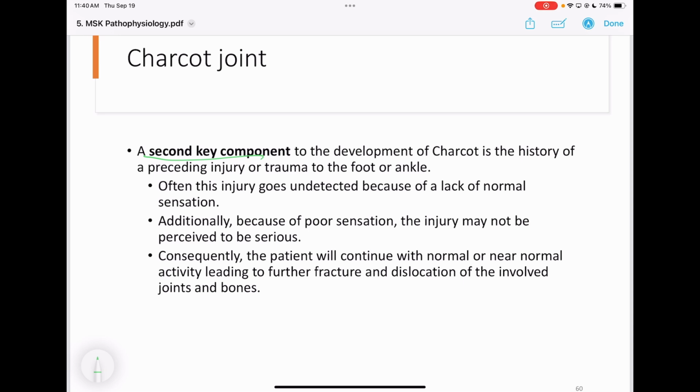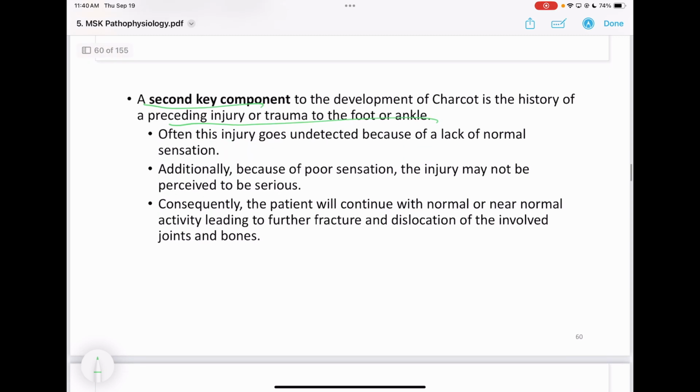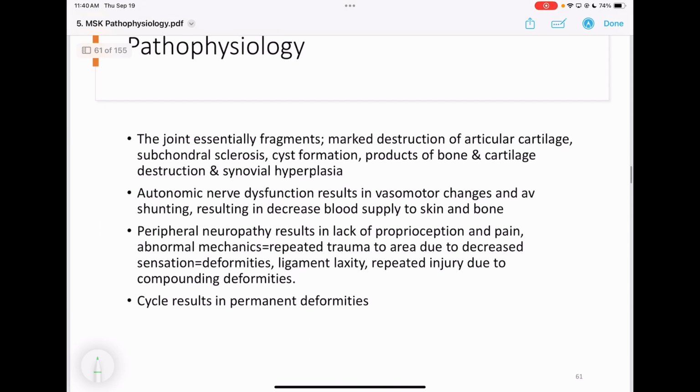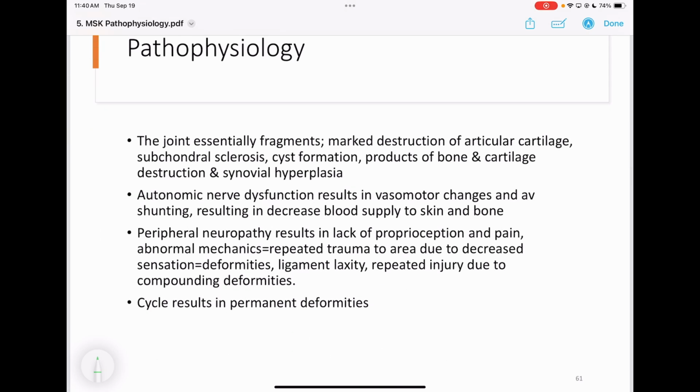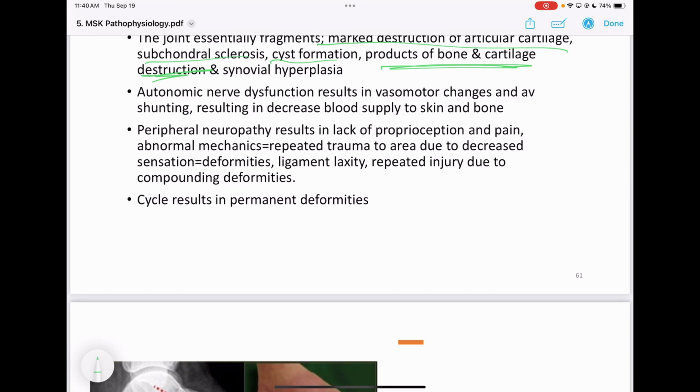The second thing is preceding injury or trauma to the joint. Obviously it goes unnoticed because of lack of normal sensation. They don't know that they're feeling these issues. So with poor sensation, injury may not be perceived to be serious, and they continue to do what they do all the time, and they cause repeated damage to that joint. So the joint essentially fragments, with marked destruction of articular cartilage, cyst formation, subchondral sclerosis, products of bone and cartilage destruction all occurring. Obviously, we have autonomic nerve dysfunction, so you're going to have vasomotor issues, all the signs of autonomic dysfunction, hypotension, and so on and so forth. Again, repeated trauma because they don't feel it, and they get permanent deformities.